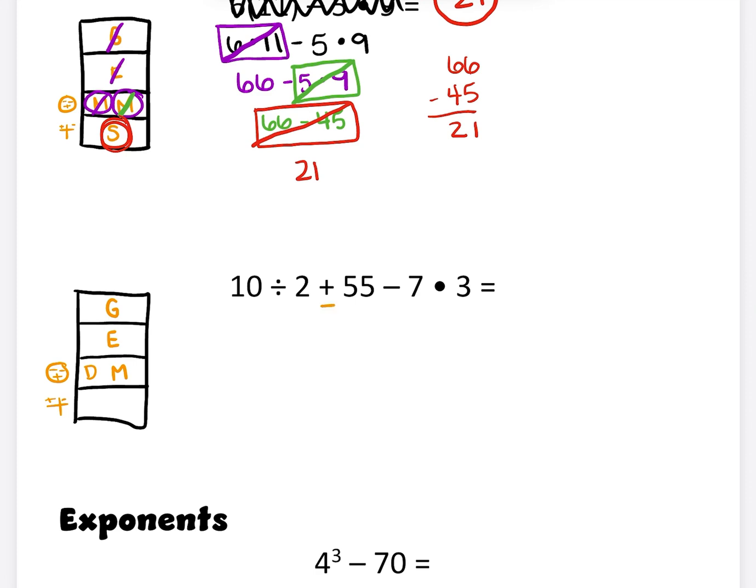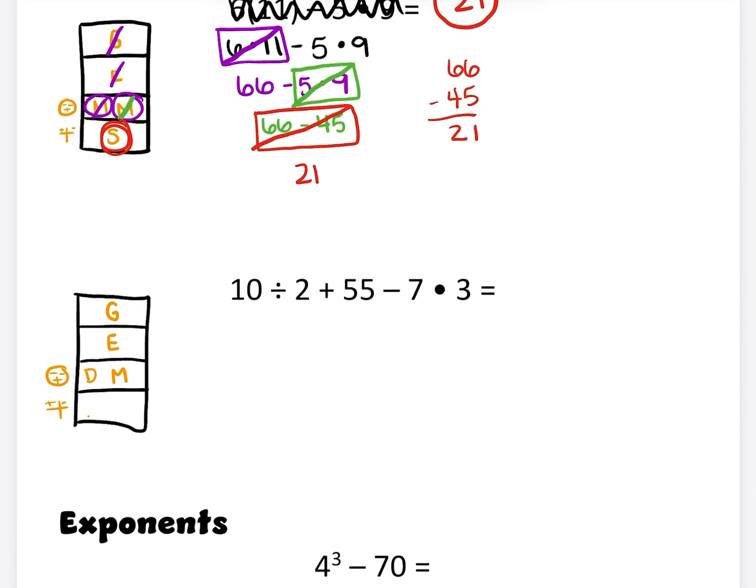Do I have adding or subtracting? Yes, adding came first. So A for adding, and then subtracting came second. So S for subtracting. So adding, subtracting. And now we can use our OO tower and actually start solving, okay? So no groupings, no exponents. My first step is divide.